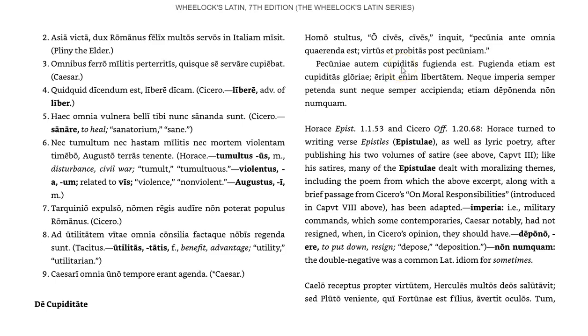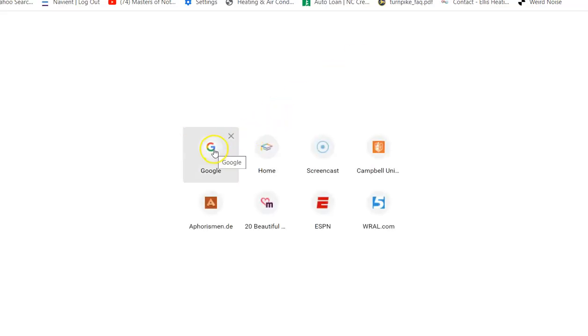cupidatas, now here is actually our subject. Means like desire. So, but the desire for money, let's see, what's the best way to translate this one here? Is to be avoided, I guess. Let's see, fugienda, no, it means like to flee. Let me look this up here. I don't like that translation.